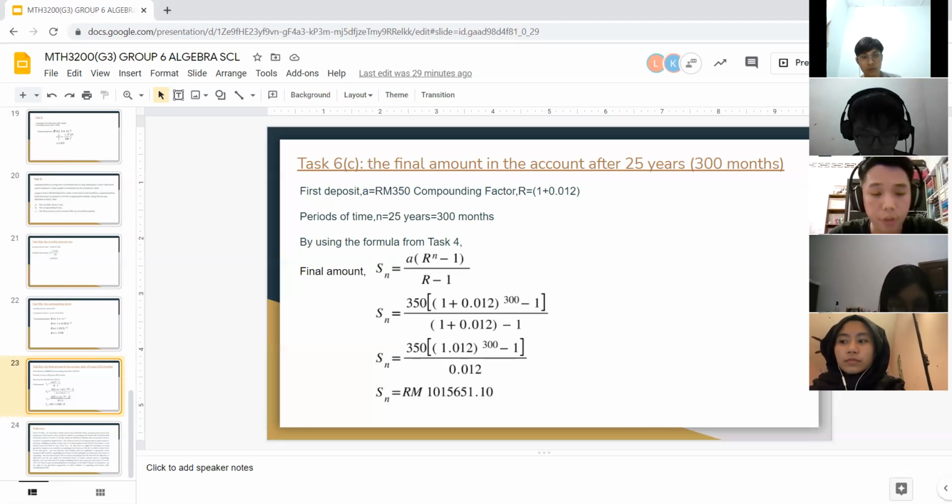And then we can finally get our final amount, which is 1,015,651 and 10 cents. So that's all for task 6C.